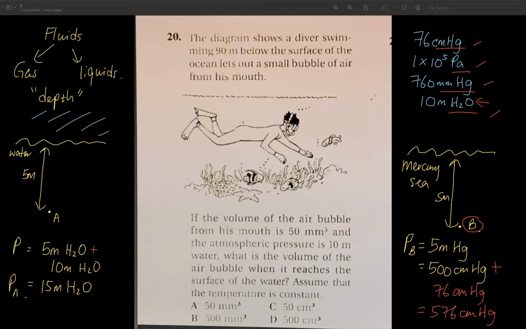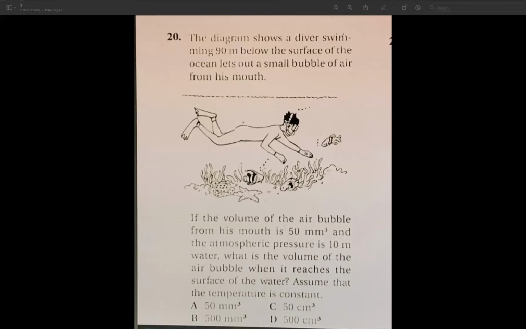Now let's look at the question. Question 20. The diagram shows a diver swimming 90 meters below the surface of the ocean who lets out a small bubble of air from his mouth. If the volume of the air bubble from his mouth is 50, meaning that the moment the air bubble is produced, the volume V1 is 50 millimeter cube. And pressure P1, what is the pressure acting at the bubble? That depends on the depth when the bubble is emitted.